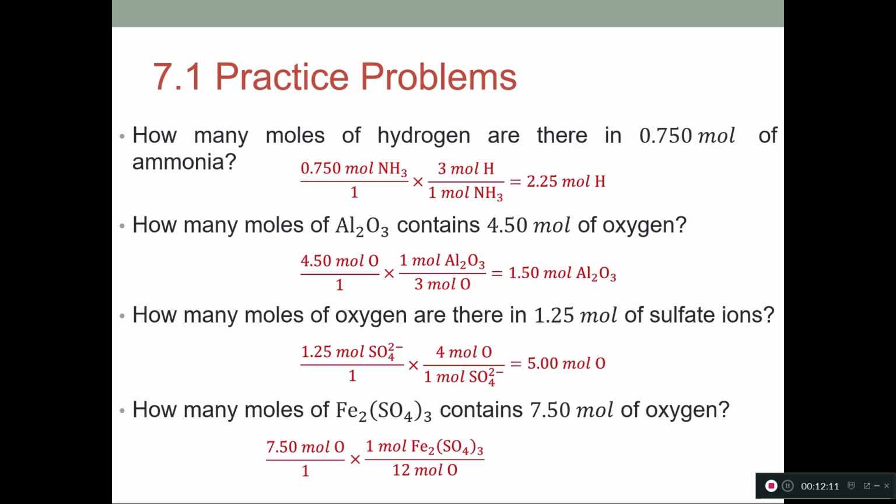So it's 12 moles of oxygen in 1 mole of the iron 3 sulfate. So the moles of oxygen will cancel out here. We'll just end up with the moles of iron 3 sulfate, and that would be 0.625 moles of the iron 3 sulfate. So again, 7.50 moles of oxygen, if they are all contained in iron 3 sulfate, would mean that you have 0.625 moles of the iron 3 sulfate.